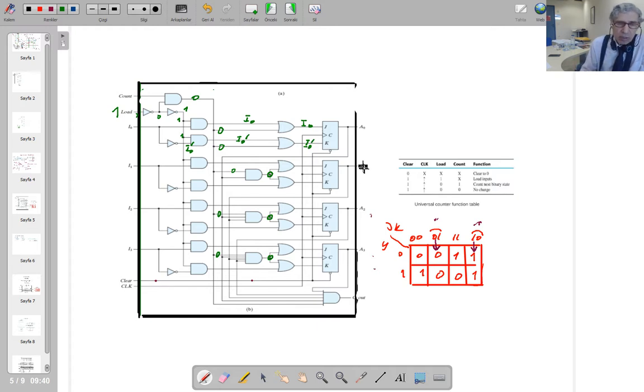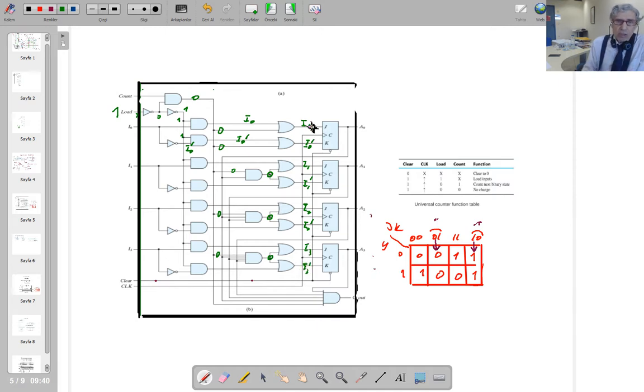So you could follow all this. If you do it, you're going to see that this is going to be I1 here for the second JK flip-flop, I1 prime, I2 prime, and I3 prime.